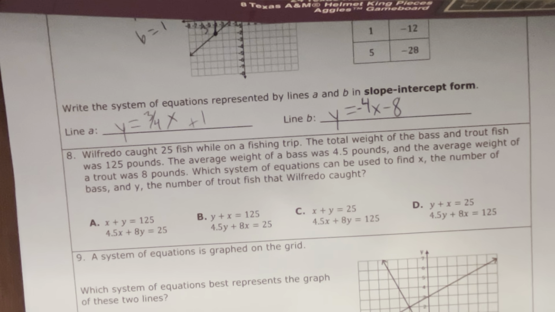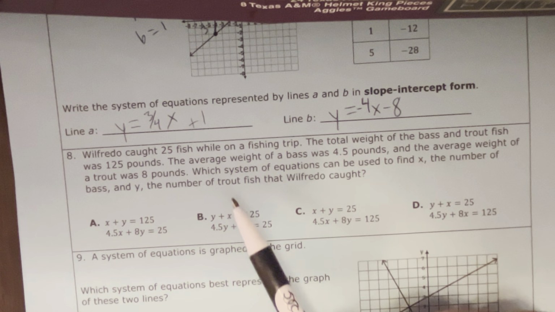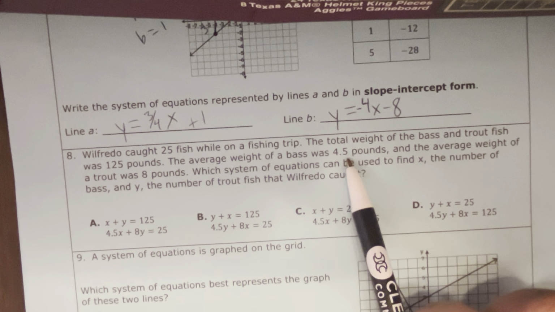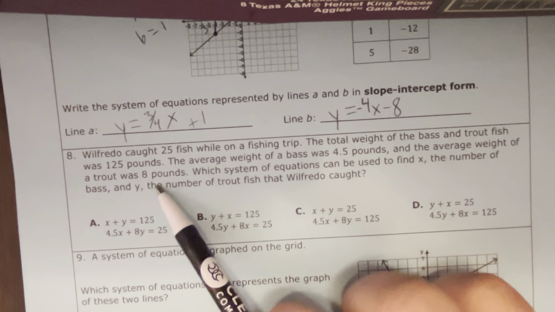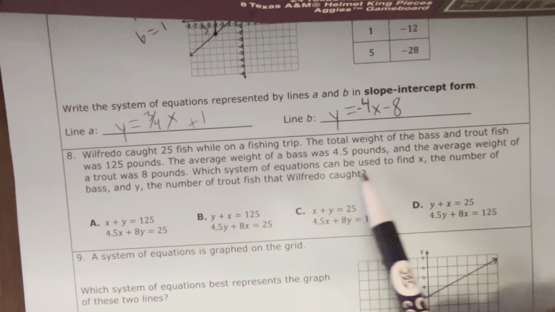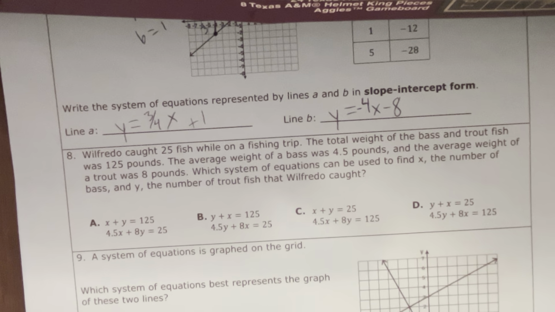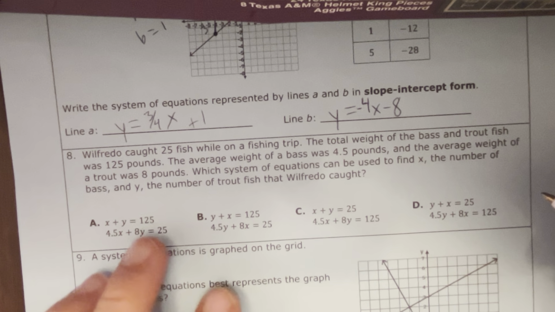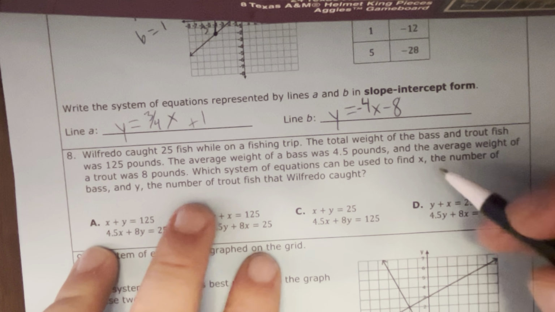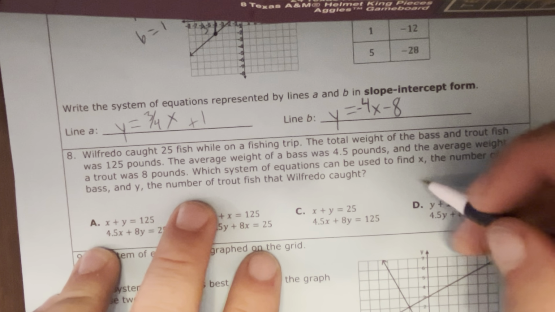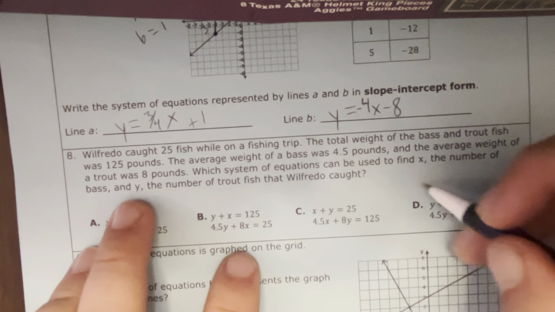Number 8, Wilfredo caught 25 fish while on a fishing trip. The total weight of the bass and trout fish was 125 pounds. The average weight of the bass was 4.5 pounds. The average weight of a trout was 8 pounds. Which system of equations can be used to find x, the number of bass, and y, the number of trout fish that Wilfredo caught?